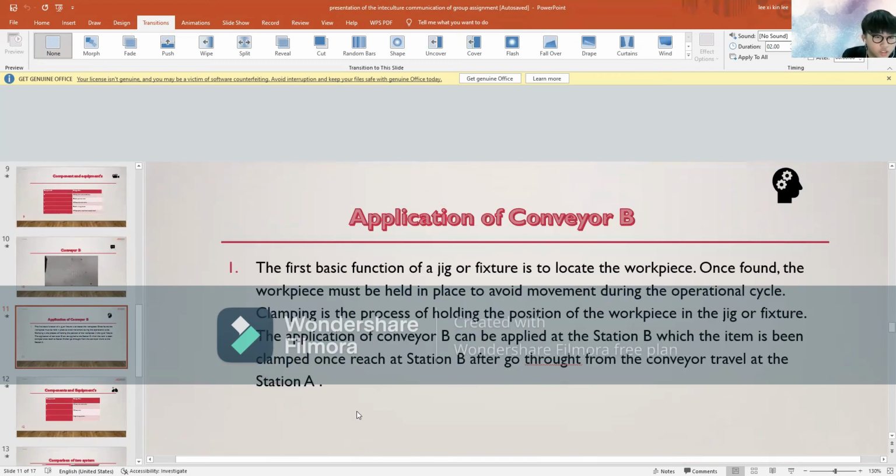So for the application of conveyor B, the first basic function of a jig or fixture is to locate the workpiece. Once found, the workpiece must be held in place to avoid movement during the operation cycle. Clamping is a process of holding the position of the workpiece in the jig or fixture. The application of conveyor B can be applied at station B, where the item is clamped once it reaches station B after going through the conveyor travel at station A.